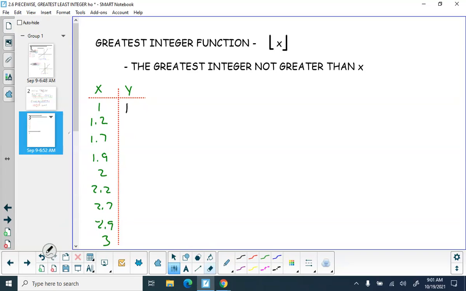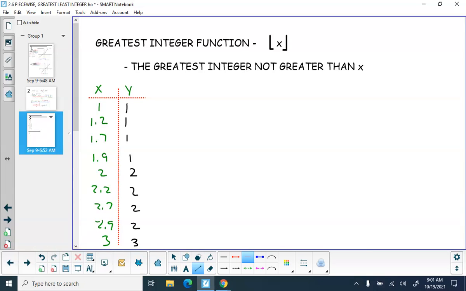What is the greatest integer not greater than 1.2? 1. What is the greatest integer not greater than 1.7? 1. 1.9, still valued 1. But when I say 2, what's the greatest integer not greater than 2? 2. And then all these would be 2. And then we jump to 3.